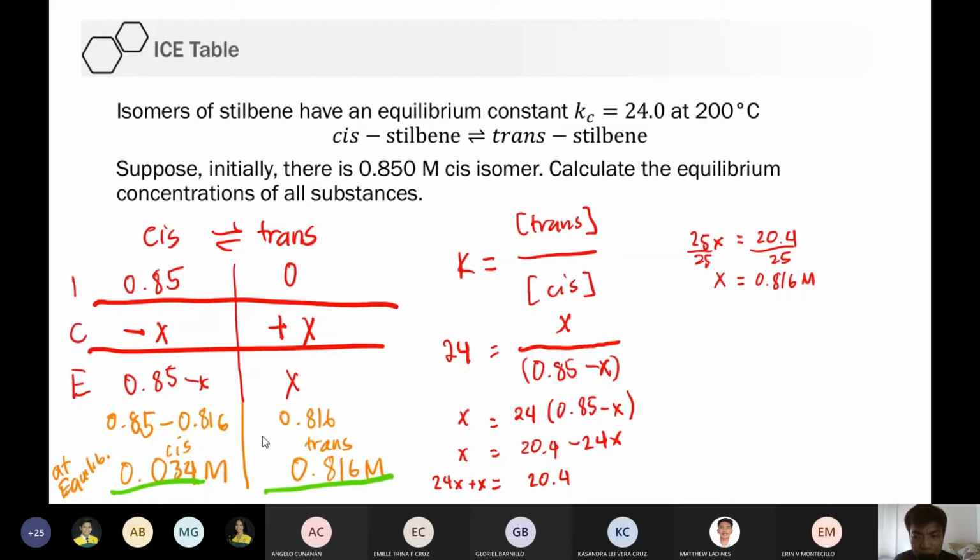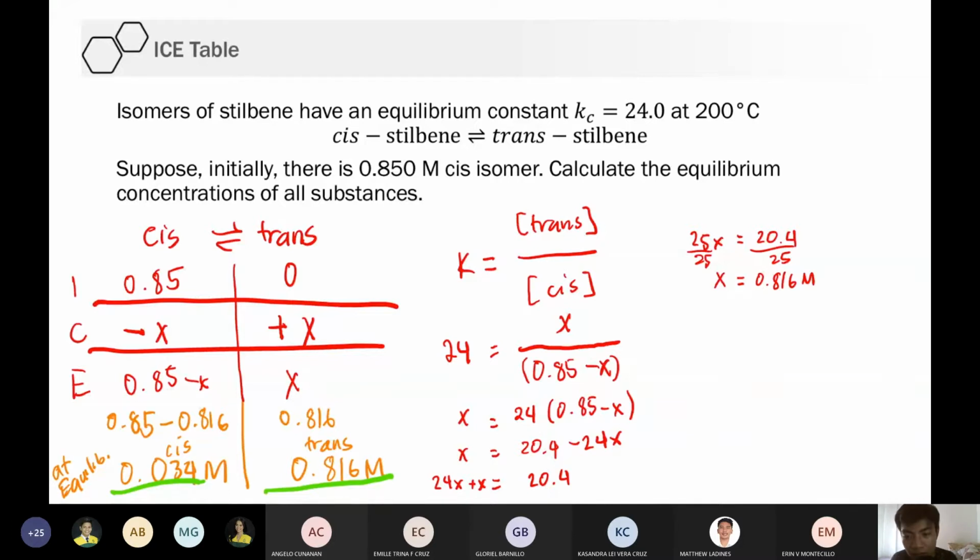In order for you to check, no, you divide the product over the reactant. Try nyo kunin yung K value if you divide this by this, no? 24 yan. Okay, so try mo i-plug in. 0.816 dito, 0.034 sa baba, equal yan sa 24. So, ganun yung checking lang dito. You plug in your equilibrium concentrations and it must give you the equilibrium constant.